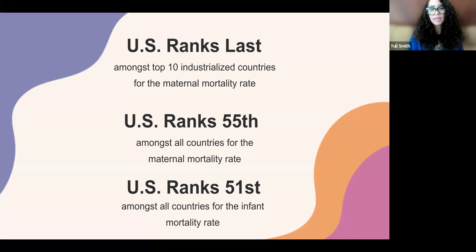Okay, in the US, we rank 55th amongst all countries for the maternal mortality rate and 51st for the infant mortality rate. So to give you some perspective on that, that means that our national overall maternal mortality rate ranks very similarly to countries such as Lebanon, China, Iran, and Malaysia. Okay, next slide, please.